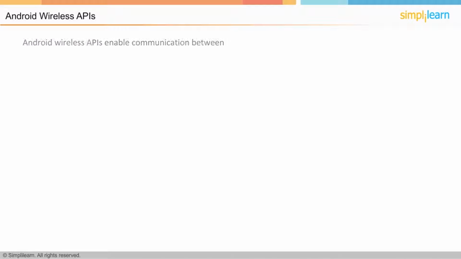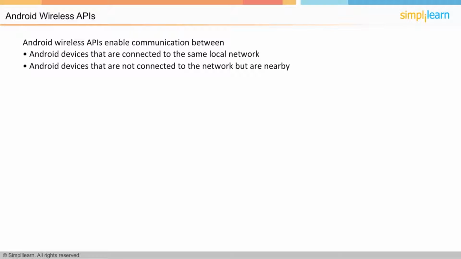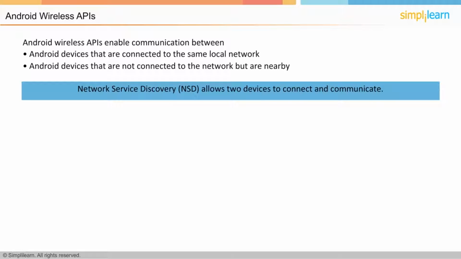In this module, we will learn about the Android wireless APIs. These APIs enable communication between the Android devices that are connected to the same local network, and they also enable communication between devices that are not connected to the network but are present at sufficient proximity to each other. Network Service Discovery, NSD, enables an application to publish a network service or seek out a network device providing the network service with which it can communicate.